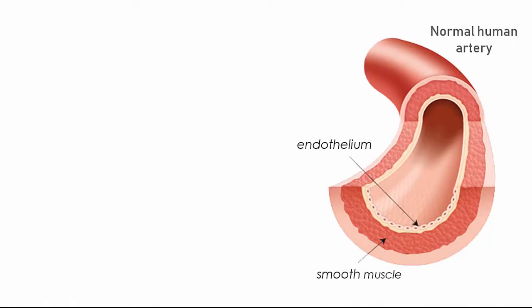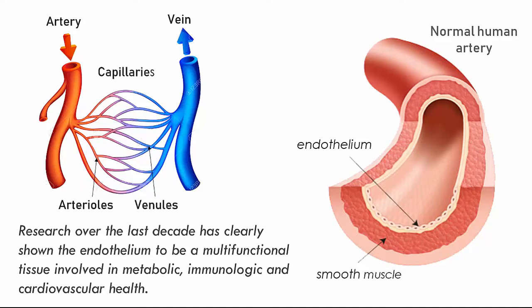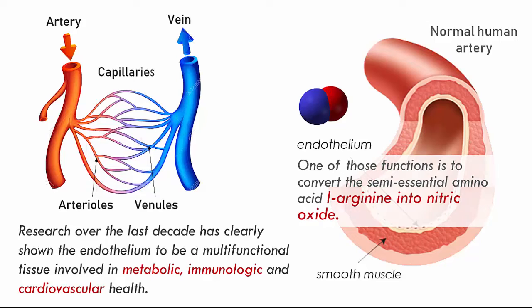There is a tissue that lines all of your cardiovascular system. It's called the endothelium. It's only one cell thick, but it lines the inside of your heart. The inside of all your arteries, arterioles, venules, and veins are lined by this one cell thick tissue. Your capillaries are just extensions of the endothelium. Research over the last decade has clearly shown the endothelium to be a multifunctional tissue involved in metabolic, immunologic, and cardiovascular health. One of those functions is to convert the semi-essential amino acid L-arginine into nitric oxide, the master signaling molecule of your entire cardiovascular system.